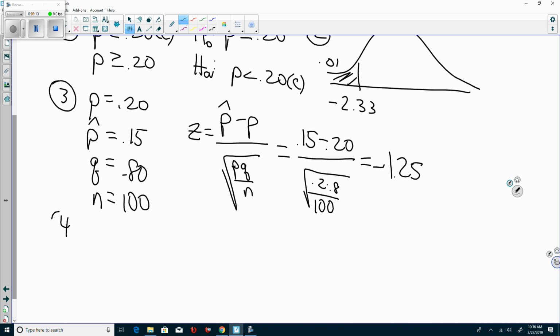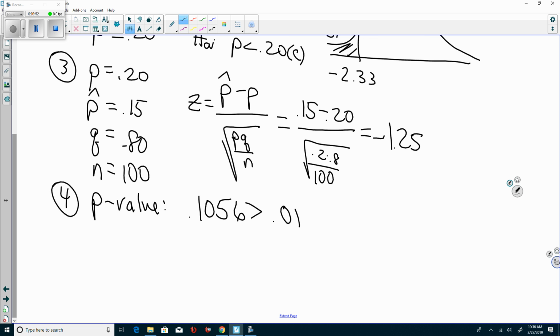So step 4, you have one of 2 methods. The first one is the p-value method, which we use in 7.2 and you can use here in 7.4 if you like it. So the p-value method, we look up negative 1.25. We get 0.1056. We compare it to 0.01. Because it's a one-tail test, you don't have to double anything. This is greater than. So it's either greater than or less than or equal to. That's the p-value.